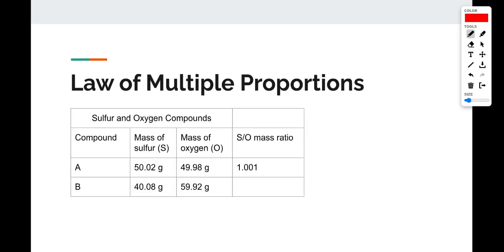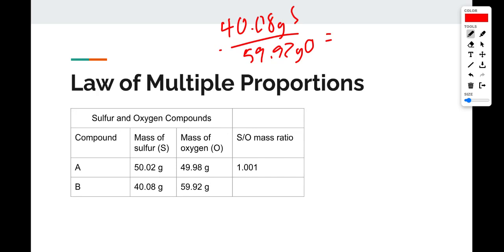Here's an example. Compound A, the compound that we were just working with before, we saw that its sulfur to oxygen mass ratio was 1.001. Compound B is a different compound, but it's also made of sulfur and oxygen. Let's find its definite proportion of sulfur to oxygen mass. So we'll take the 40.08 grams of sulfur, we'll divide by 59.92 grams of oxygen, and the ratio that we'll get is 0.699. So that's its definite proportion.